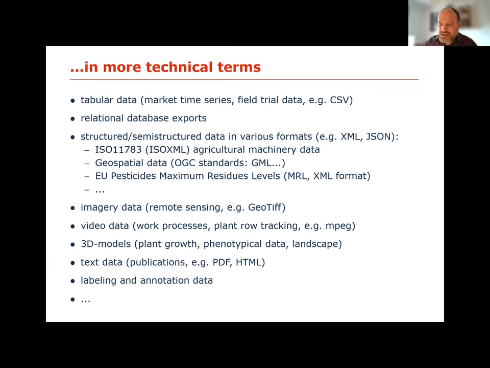For example, the standard for agricultural machinery data exchange relies on XML. Also the geospatial data standards from the OGC use XML, and there are quite a few other formats and data sets provided in that format. Then of course we have imagery data, remote sensing, for example, GeoTIFF files. We have video data from capturing workflow processes, for example, for plant row tracking.